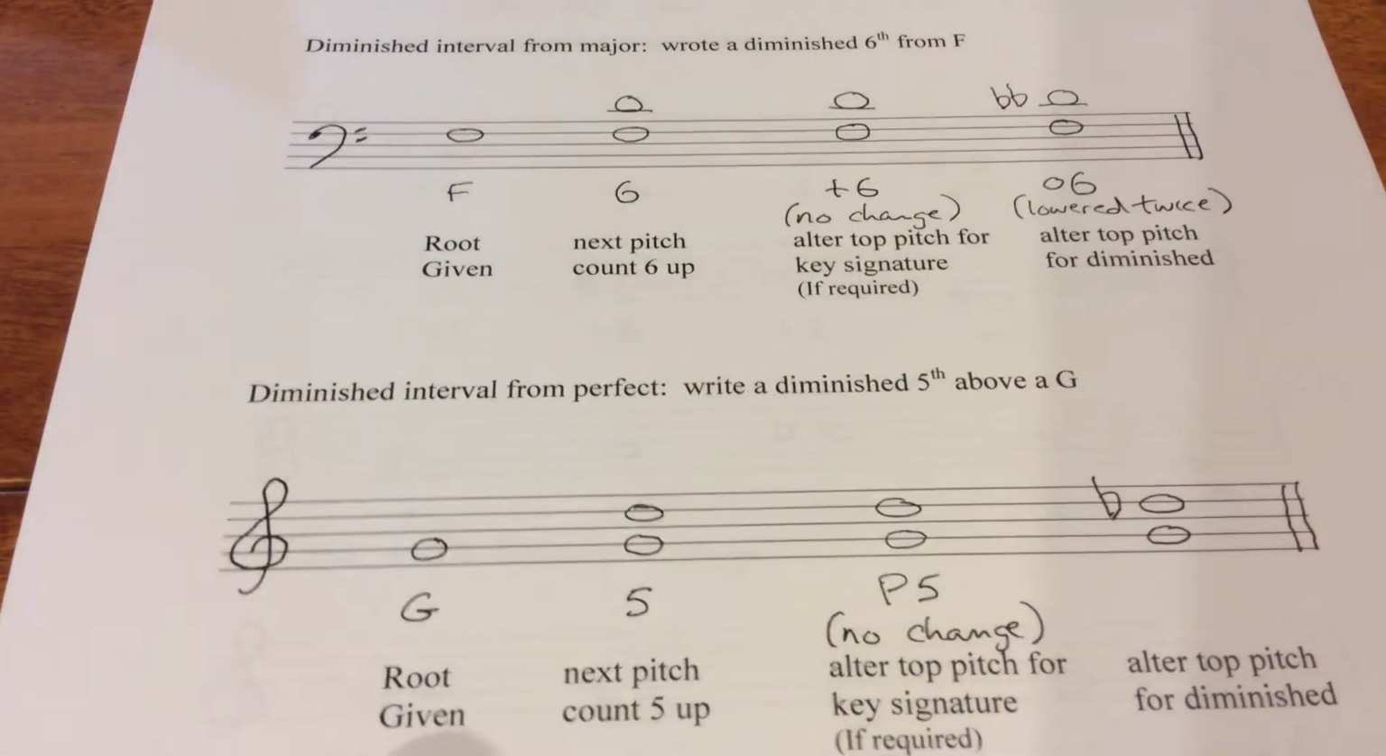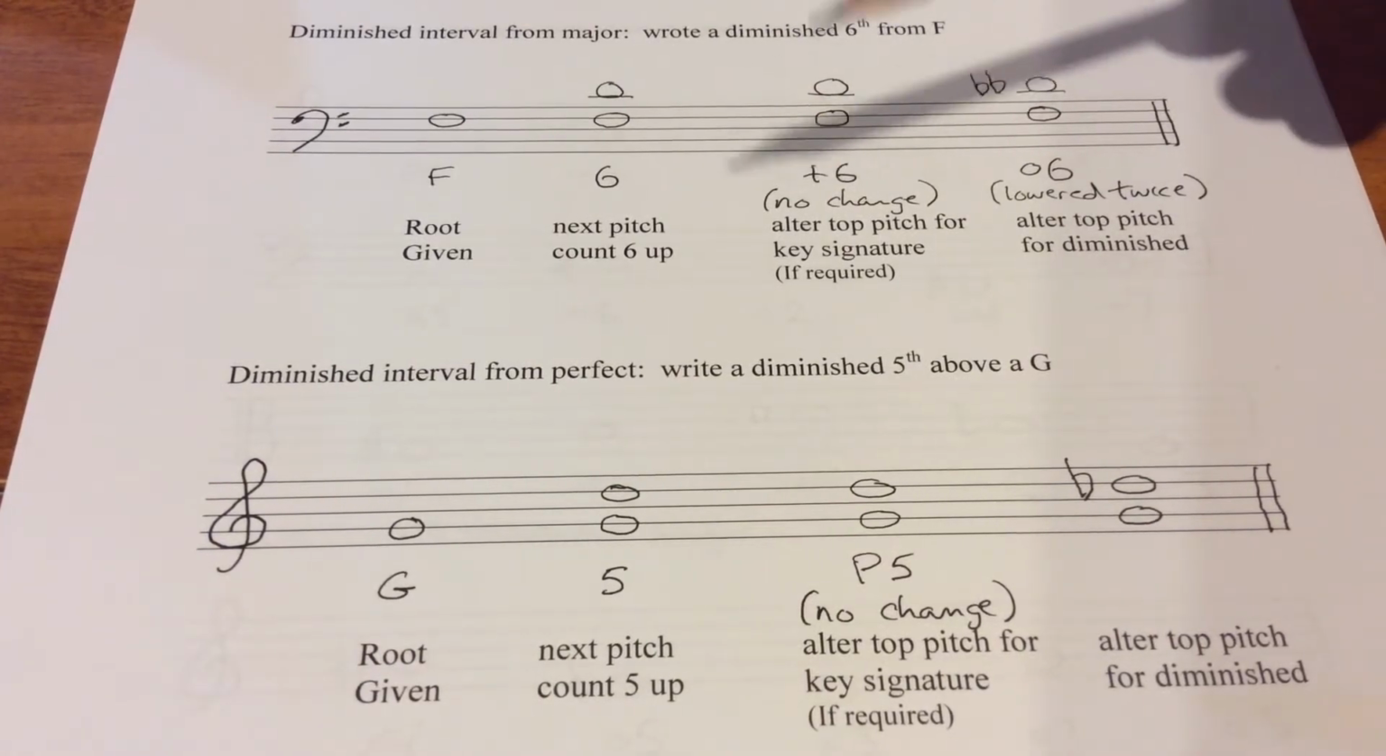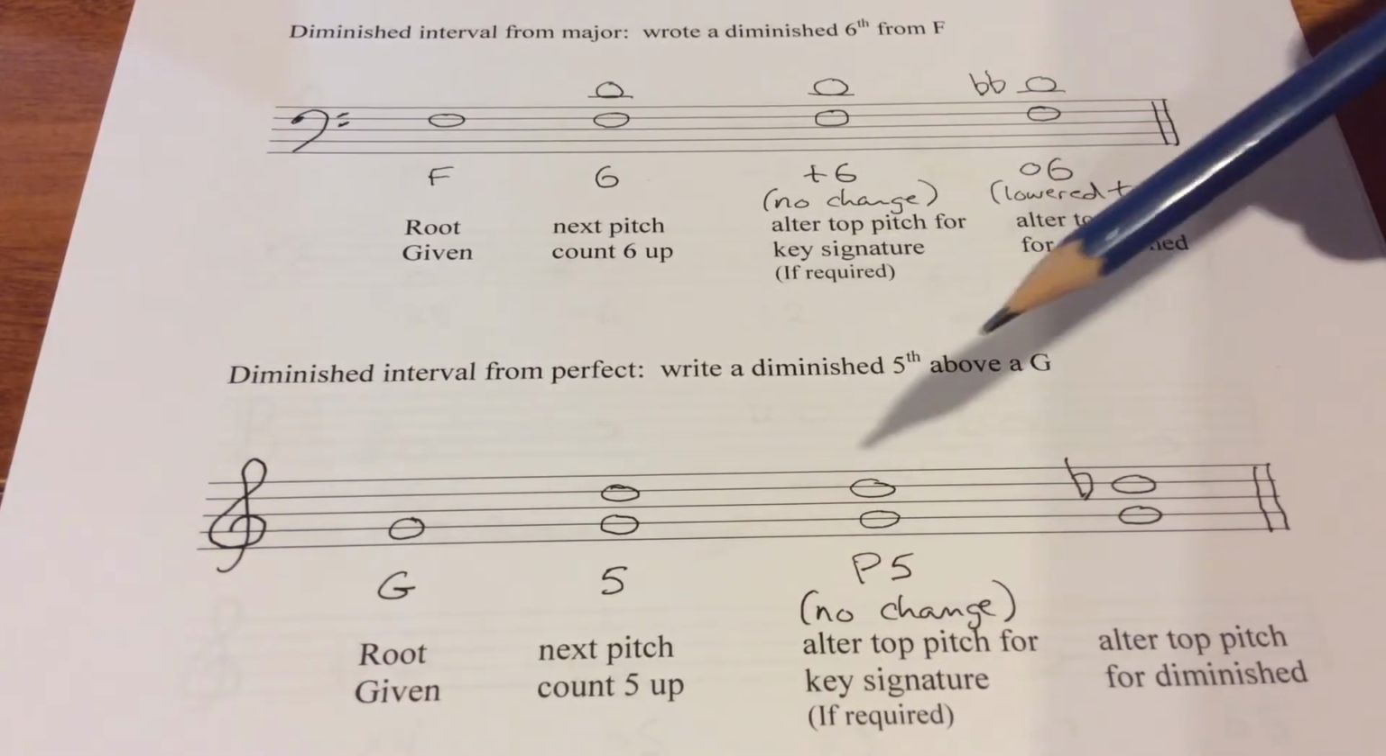And last here, we'll just look at how to get a diminished interval from a perfect interval. So a diminished fifth above a G.